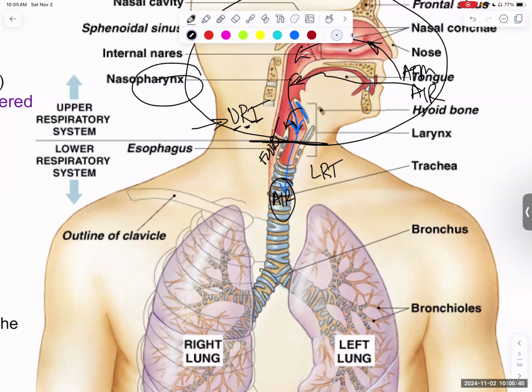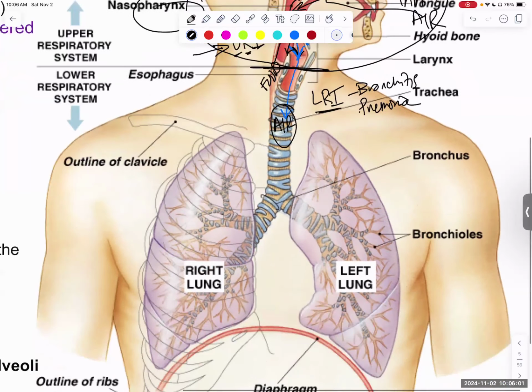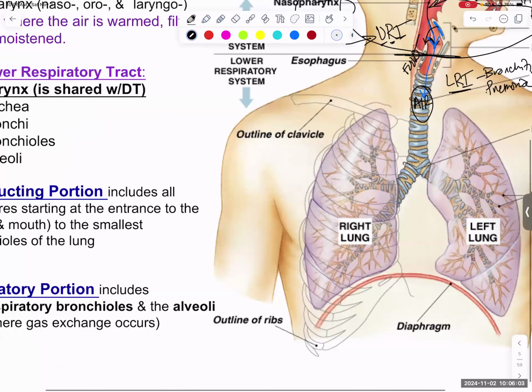Laryngitis, common cold where you have nasally speech. They're all upper respiratory infections. If you have a lower respiratory infection, now we're talking bronchitis or pneumonia, those kinds of things. Those are lower respiratory tract.